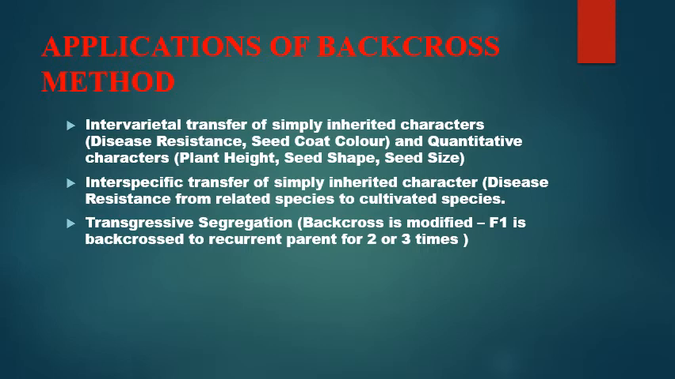Next is recovering a transgressive segregant. Here a small modification is done in this backcross method, where the F1 is backcrossed to the recurrent parent 2 or 3 times, or sometimes you can use 2 or 3 recurrent parents to be backcrossed with the F1. So here the different genes, that is the heterozygosity of genes, are accumulated, which results in the production of a successful transgressive segregant.